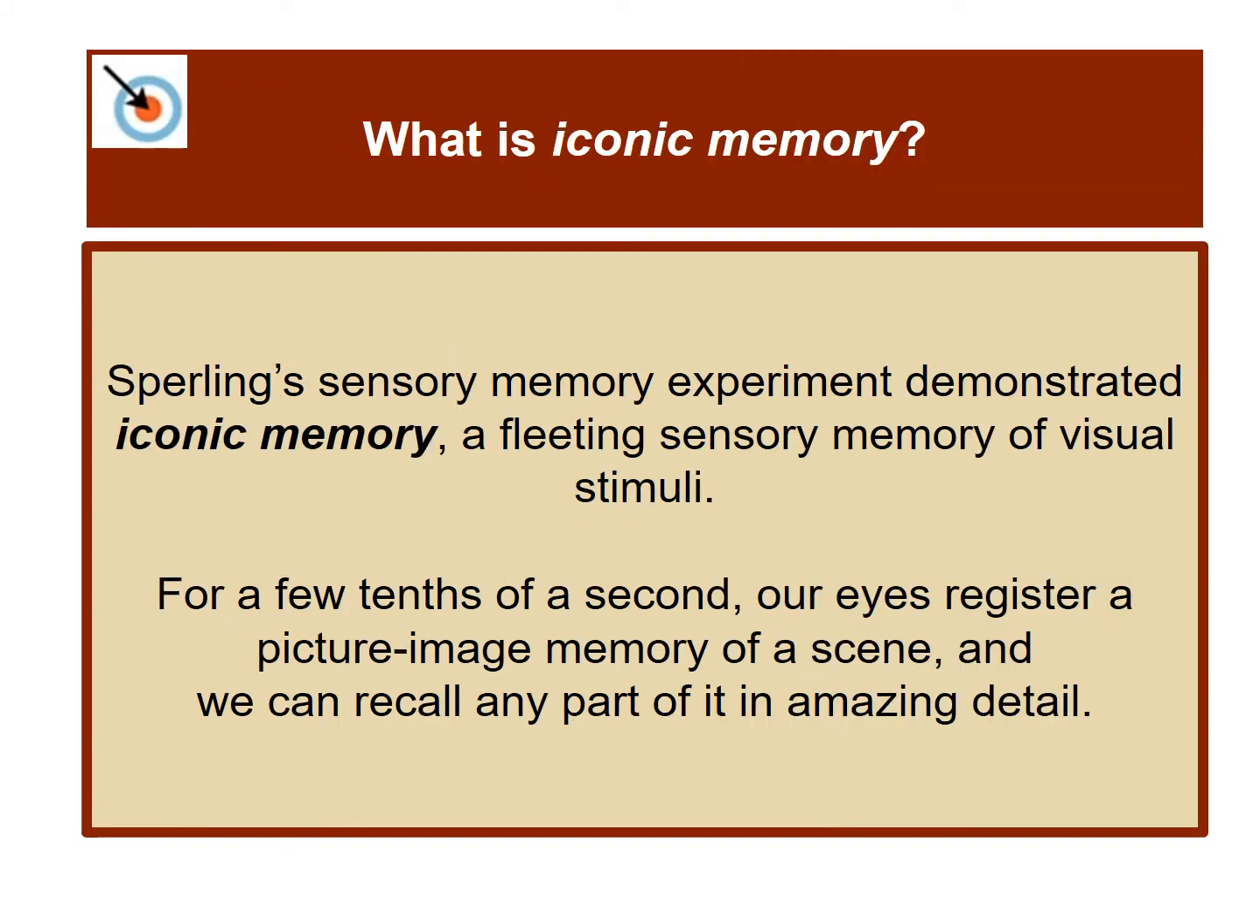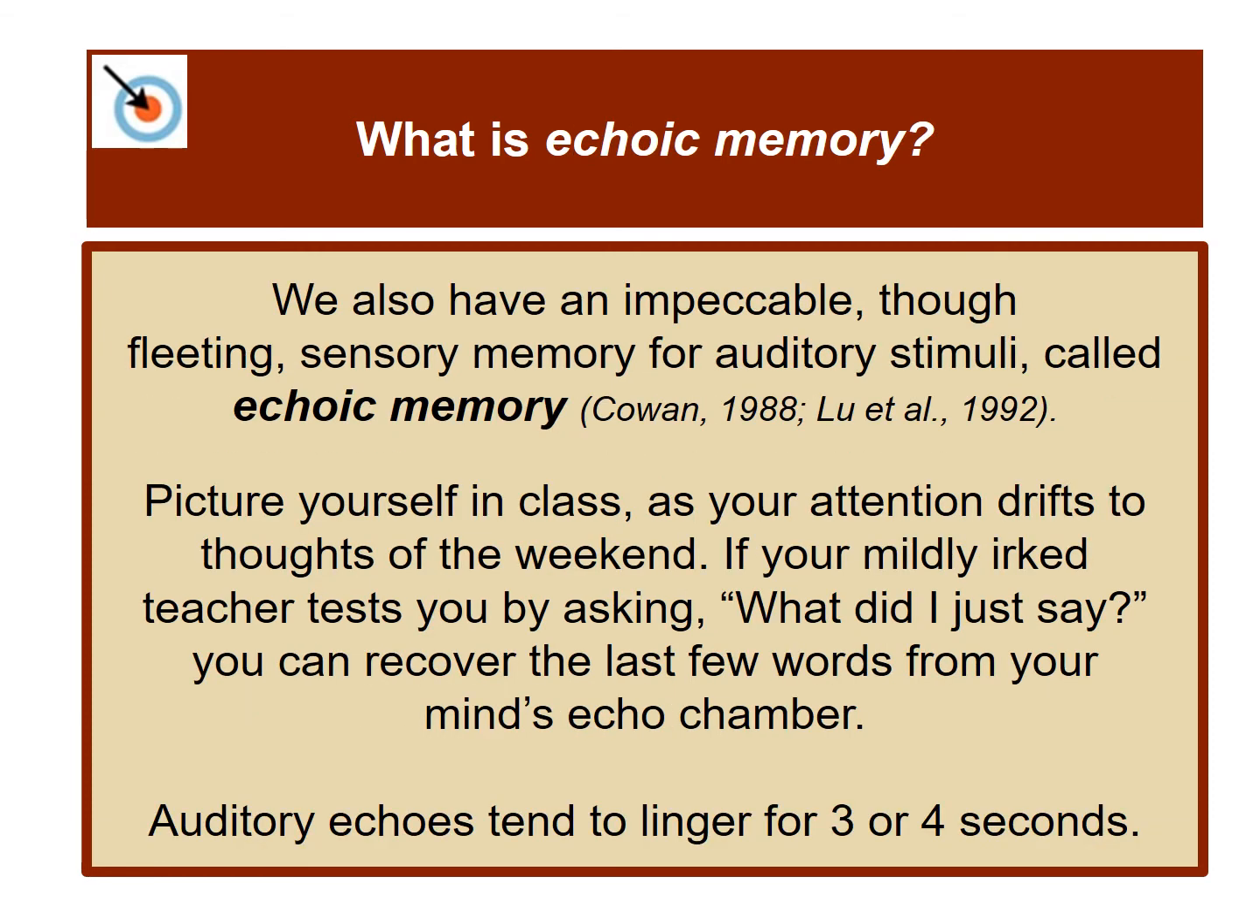So what is iconic memory? Sperling's sensory memory experiment demonstrated iconic memory, which is a fleeting sensory memory of visual stimuli. That's what we just did. For a few tenths of a second, our eyes register a picture-image memory of a scene, and we can recall any part of it in amazing detail, just a part of it. We also have an impeccable, though fleeting, sensory memory for auditory stimuli called echoic memory.